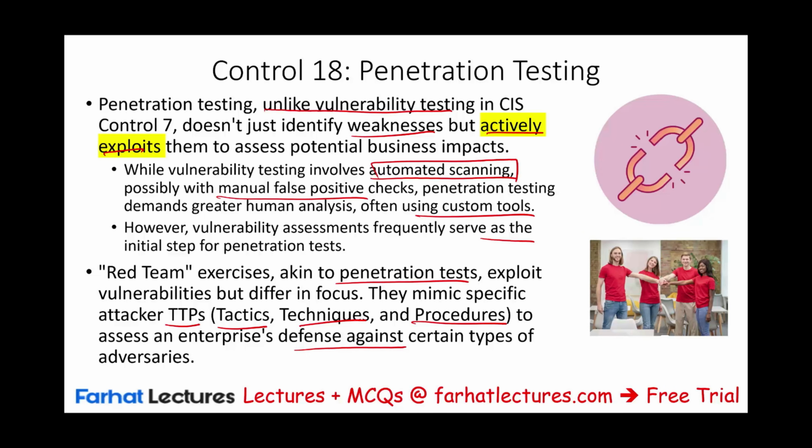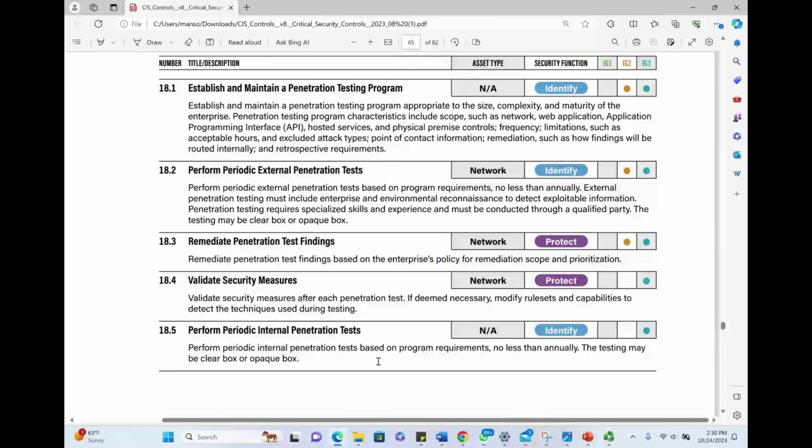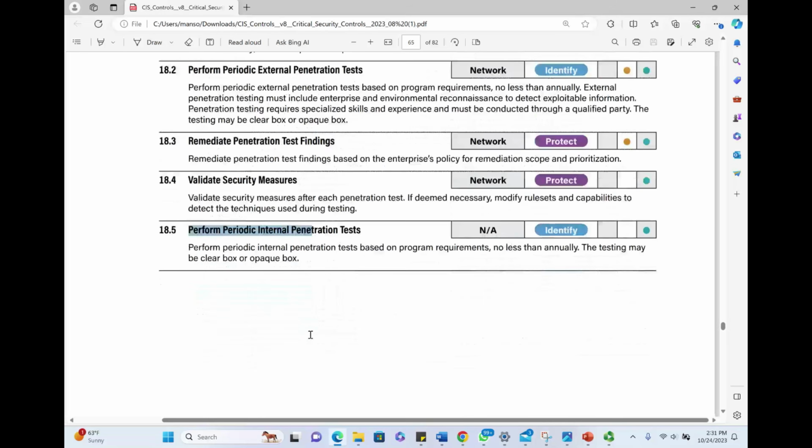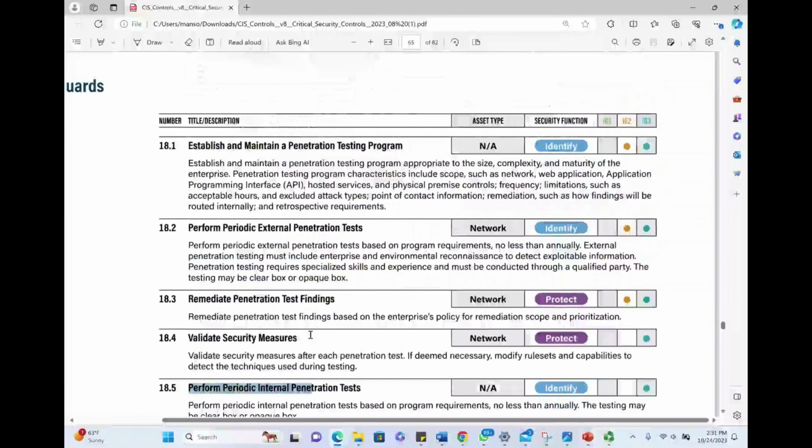Let's take a look at some safeguards for Control 18. If you notice, we don't have any safeguards for IG1 because it costs money and resources to do penetration testing. For IG2 and IG3: establish and maintain a penetration testing program. Perform periodic external penetration tests from the outside. Remediate penetration test findings; whatever you find, you remediate. Validate security measures; make sure they're working as expected. And this comes to IG3: perform periodic internal penetration tests. Those basically belong to IG3.